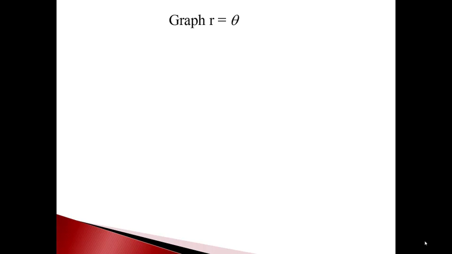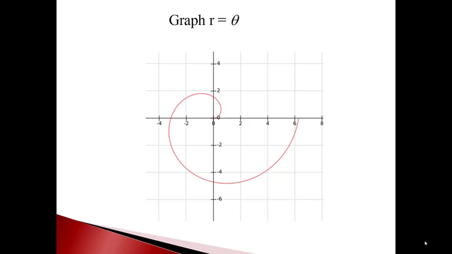We start from theta equals 0, then r equals 0. This point is the pole. When theta increases, r increases accordingly. Starting from the pole, it will rotate counterclockwise. The distance to the point is increasing. The graph of this equation is a spiral.